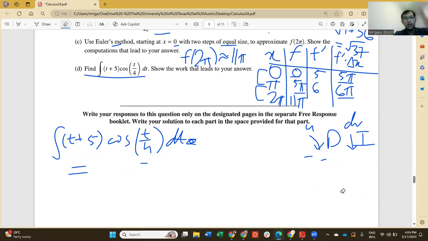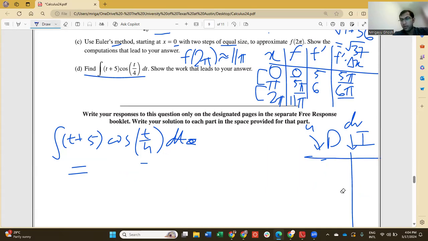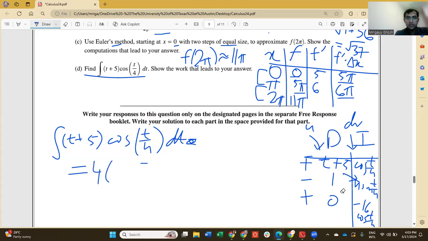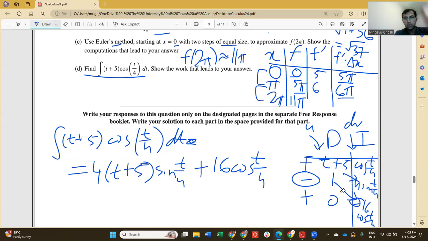Okay, all right. So we have plus, minus, but I don't think we'll need more than that. We'll have t plus 5, 1, 0. We start with cos of t over 4. That'll get us to 4 sine of t over 4, which will get us to minus 16 times cos of t over 4. So that means we multiply this way, we get 4 times (t + 5) times sine of t over 4. Then we do this product, right? So we have a negative here and a negative here, so that turns into a positive 16 cos t over 4. And of course, do not forget your plus C.